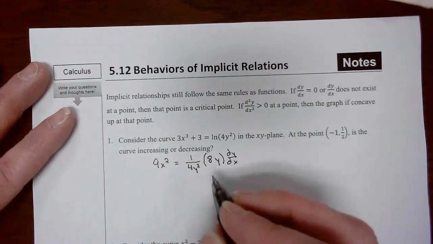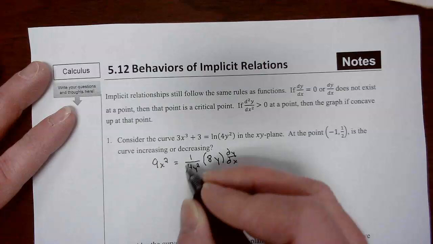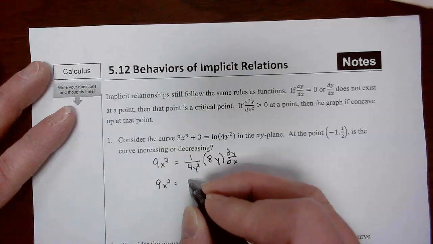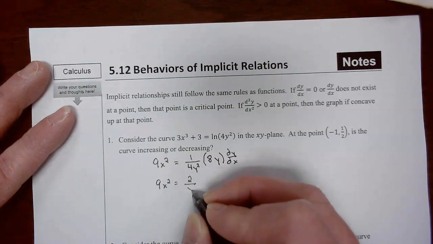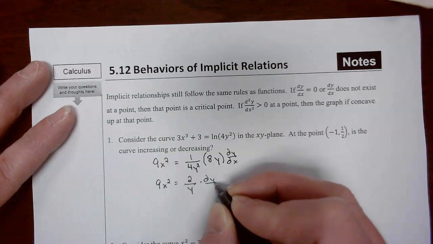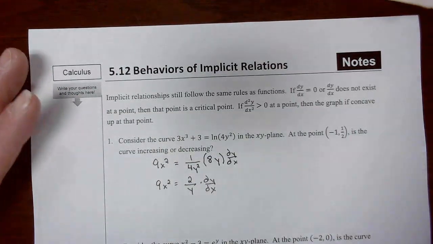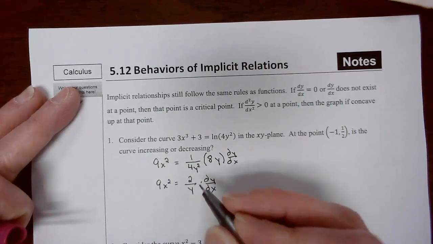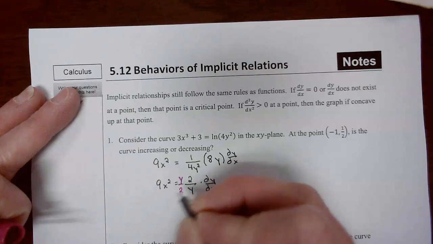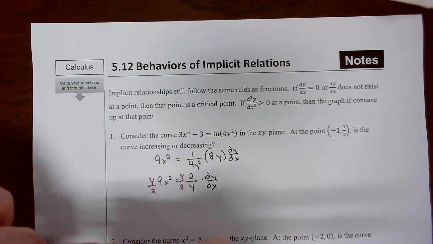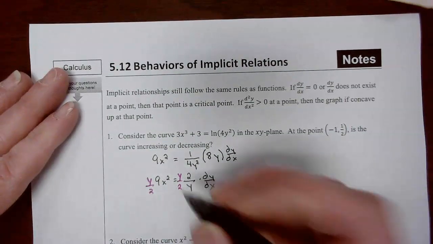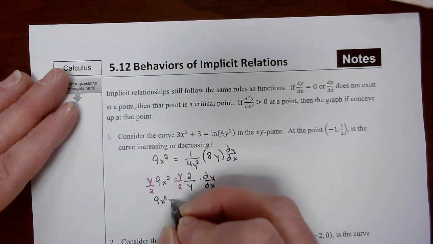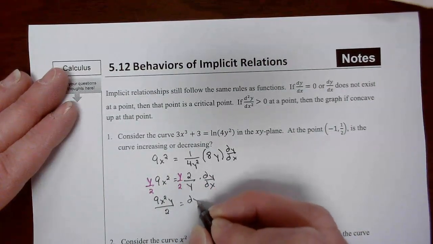All right, so I'm going to do a little simplifying. We could simplify that right side a little bit because 4 goes into 8 and leaves me 2. So I had 2 over y dy/dx. And to get dy/dx by itself, I would multiply both sides by the reciprocal of 2 over y, so y over 2, and that would cancel out, make it a 1 over here, so I would not have that anymore. So I have 9x squared y over 2 equals dy/dx.